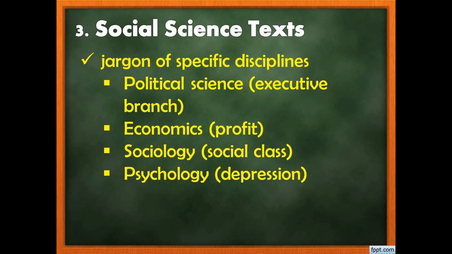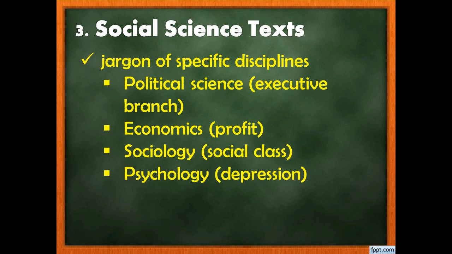The third is social science text. Just like the two types, social sciences has also its own jargon of its specific disciplines. For example, in political science, executive branch means a government branch who is responsible for implementing and enforcing laws written by Congress. In economics, profit means a financial gain, especially the difference between the amount earned and the amount spent in buying, operating, or producing something.